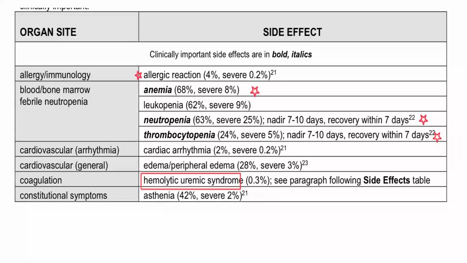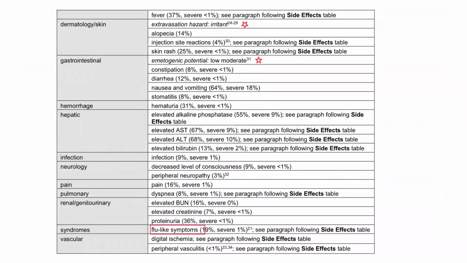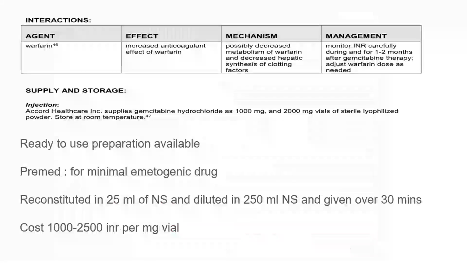Coming to the toxicity profile, it can evoke allergic reaction and also bone marrow suppression like anemia, neutropenia, and thrombocytopenia. And rare syndromes like hemolytic uremic syndrome have also been reported. Coming to its extravasation property, it is basically an irritant and it is a low emetogenic drug. And post-infusion, patient can present you with flu-like symptoms, which is seen in 19% of the patients.